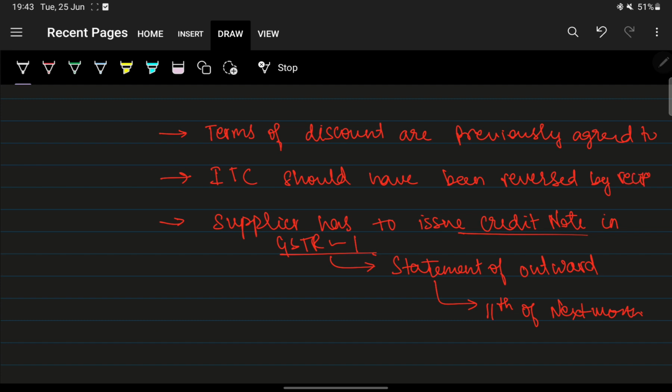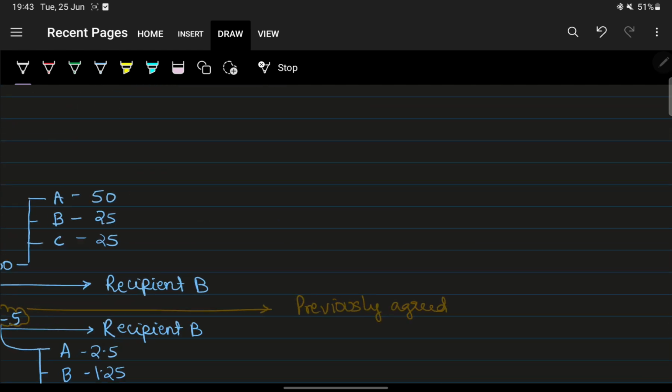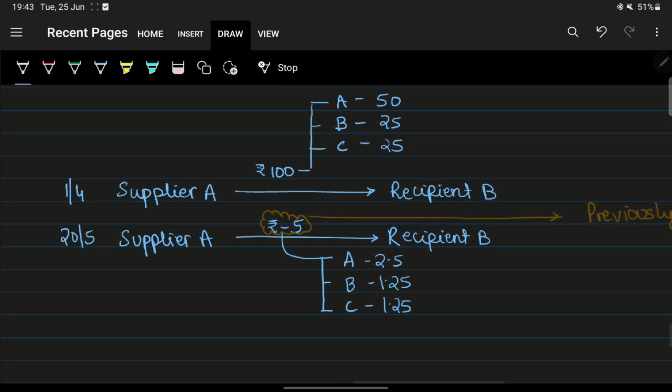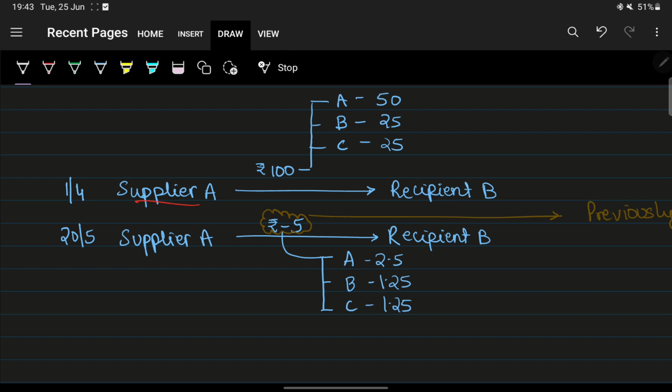Okay, next, last was the invoice wise working. Invoice wise working should be available. Okay, next I'll just explain what these are. I'll just take this example. Here there's a supplier A who has sold goods to recipient B for 100 rupees. In this 100 rupees there are 3 invoices. He has created separate invoices, so it's okay, no problem.